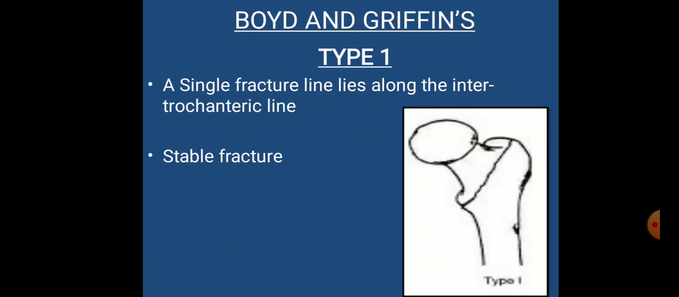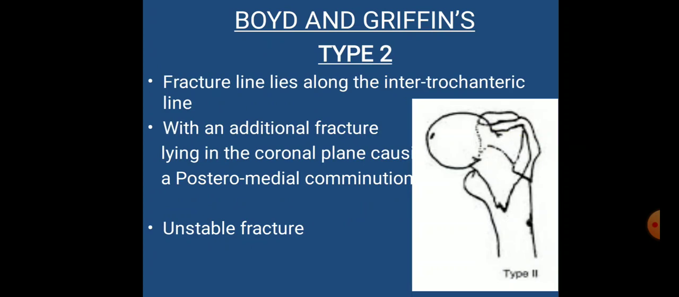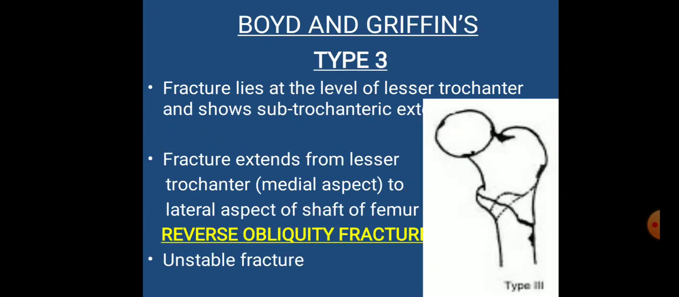So type 1 is a single fracture line that extends from the greater trochanter to the lesser trochanter, that is along the intertrochanteric line. This is a stable fracture. As you can see, there is no displacement over here, and there is only one fracture line passing. In type 2, you can see a fracture line along the intertrochanteric line, but you can also see an additional fracture line in the coronal plane, or you can call it a posteromedial comminution. This is an unstable fracture.